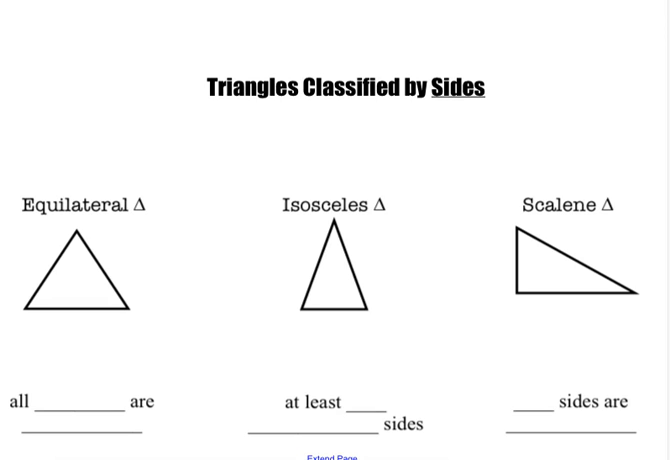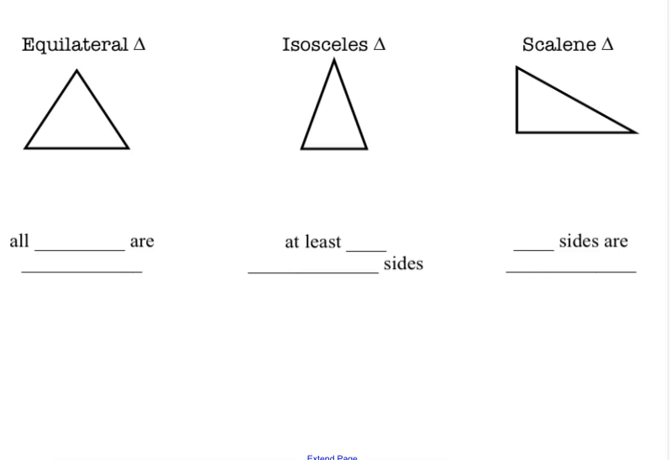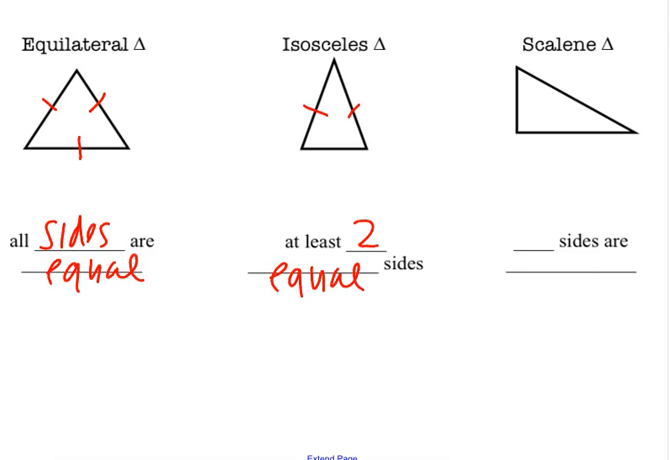The next way we can classify triangles is by their sides. The first one is equilateral, where all three sides are equal. And remember, when you have equal segments, we put little tick marks on them. An isosceles is where at least two sides are equal. Right there. And then scalene, obviously, where all three sides are different. None of them are the same.